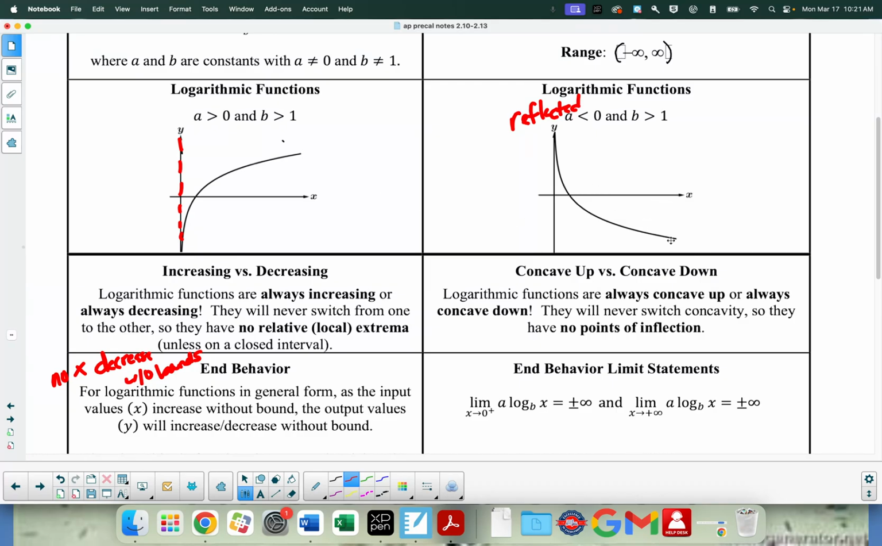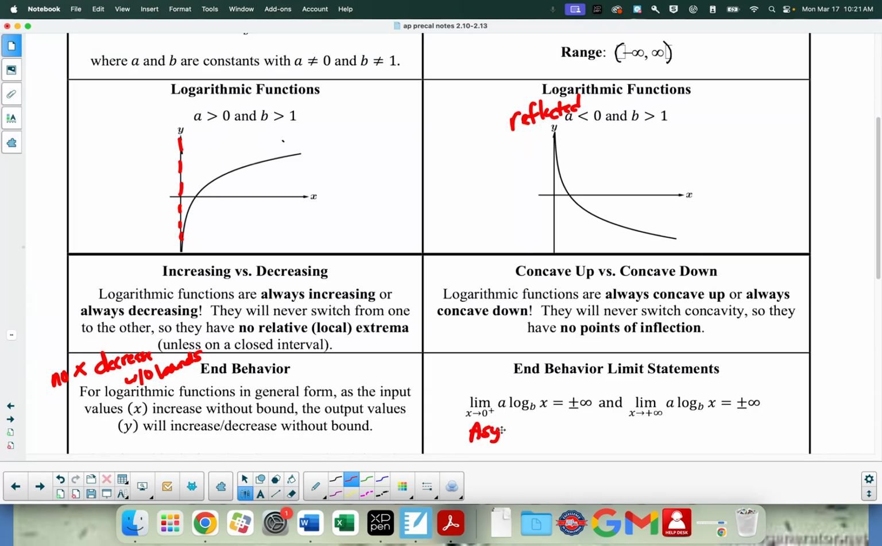Here, as x increases, y decreases without bounds. That's fine. But as far as on the left side, because of the asymptote, you're never going to be going to negative infinity for the x. It's never going to be decreasing without bounds. It can't.